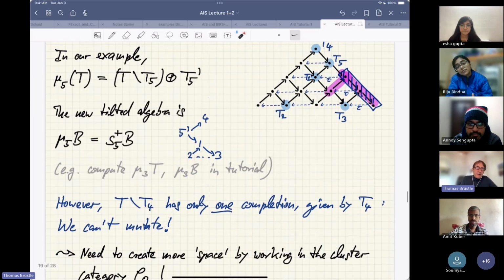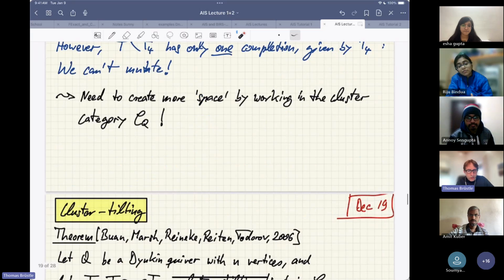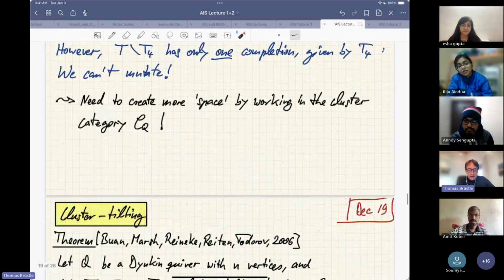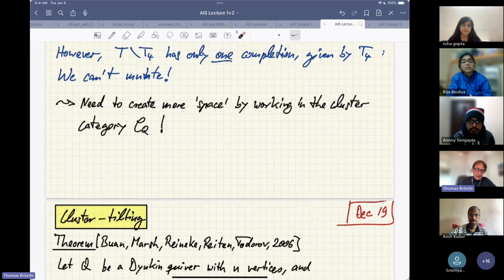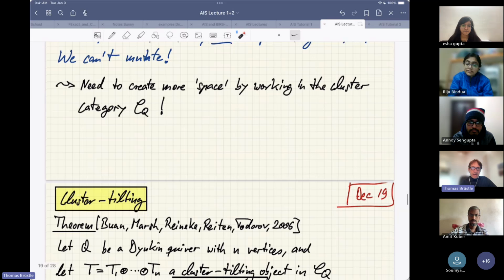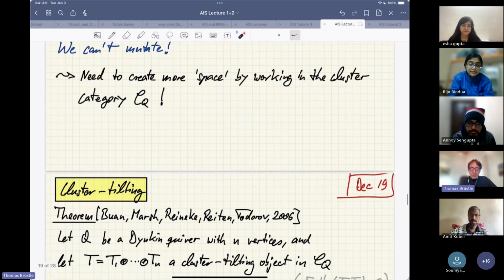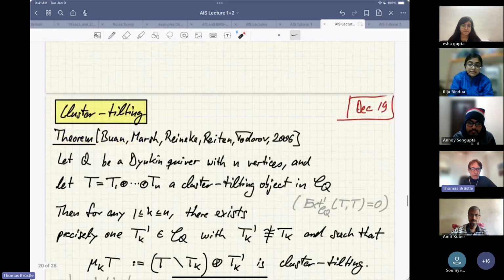And coming from cluster tilting, we want to mutate. Every cluster variable can be mutated. So this is not good enough. Let's therefore look into the larger category, the cluster category CQ, where we added a few more objects and we give ourselves more space. And that more space makes it possible that we can mutate.